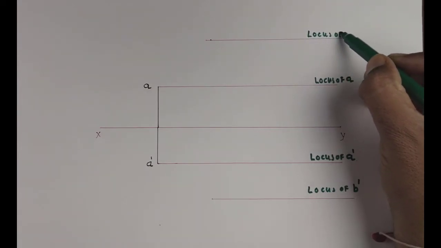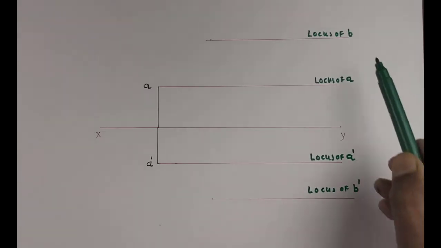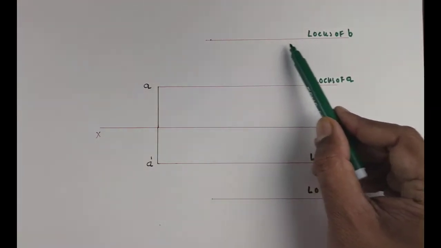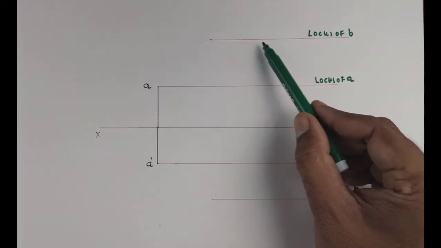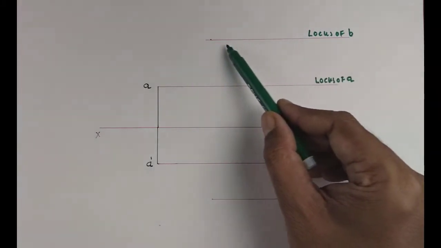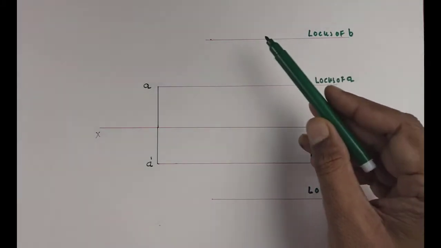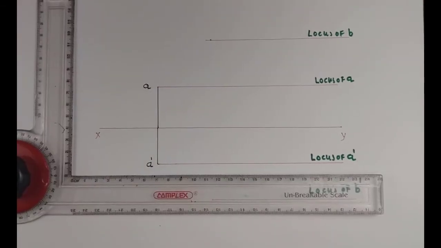What do you understand here? In particular, on this horizontal line, there are 2 points. One is the end point of true length B2, and second is B dash. Now the true length of line AB, 90 mm, is given.